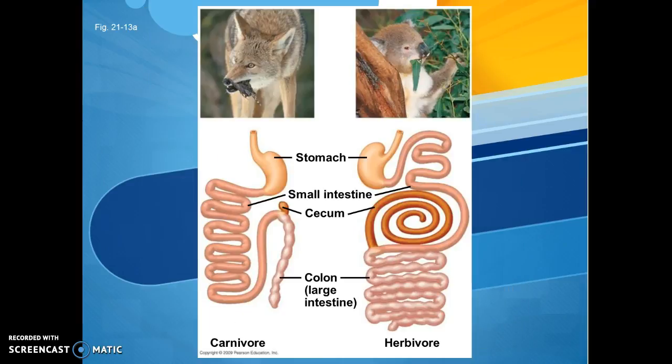Again, this is just a picture that compares carnivores and herbivores, and you can see that the size of the large intestine is much bigger, particularly that cecum, but also the need for bacteria to help digest that plant matter is much bigger in herbivores than it is in carnivores. So we have very different digestive systems. It's a form matching function sort of situation.